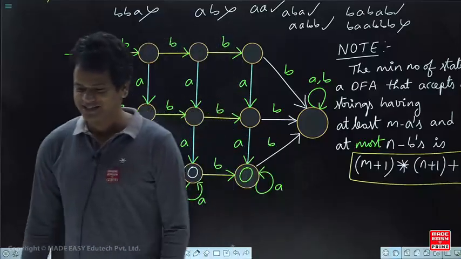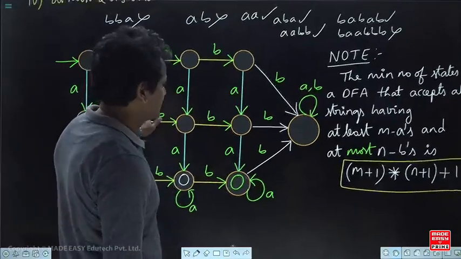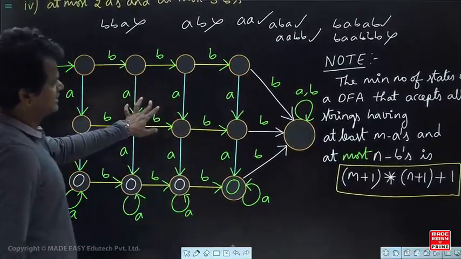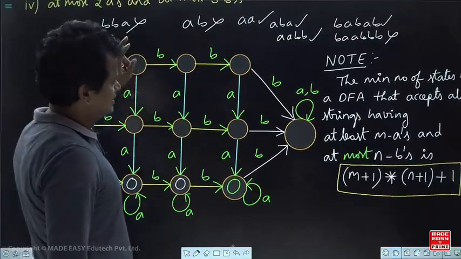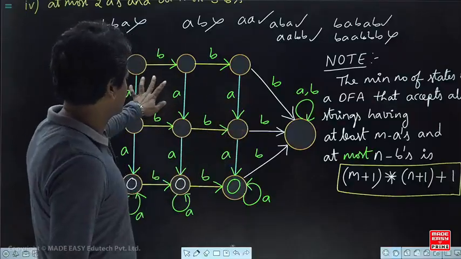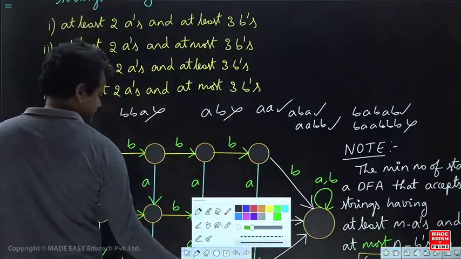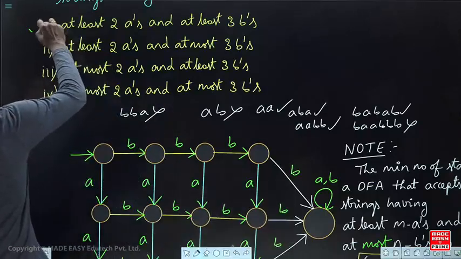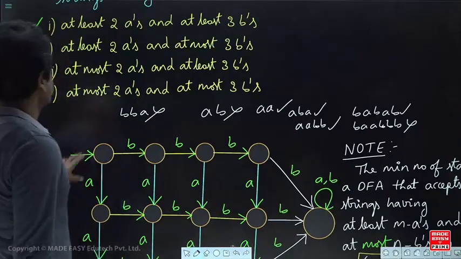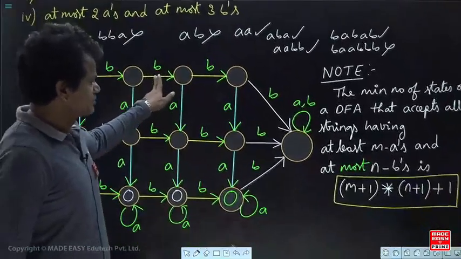Okay, chalo, actually we were doing construction of DFS. Almost we are at the end. This was the last question, and I have given 4 different conditions in the same question. We have done 2 questions, the first 2 questions we have finished. So the remaining 2 questions are: at most 2 A's and at least 3 B's, and at most 2 A's and at most 3 B's. I hope you also have done this one.